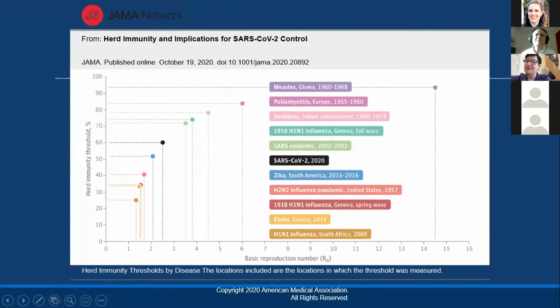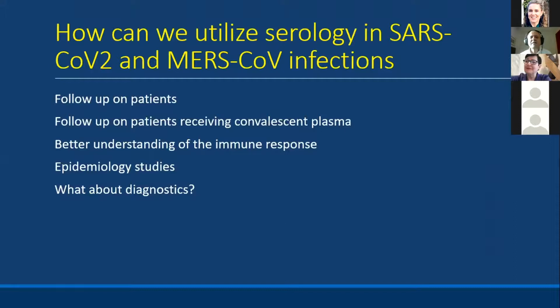So to summarize, how can we utilize serology in SARS-CoV-2 and MERS-CoV infections? Serology for these coronaviruses can help us follow up on patients. It can give us a good idea, especially with patients receiving convalescent plasma. It's a better understanding of the immune response, and can help in epidemiology studies.